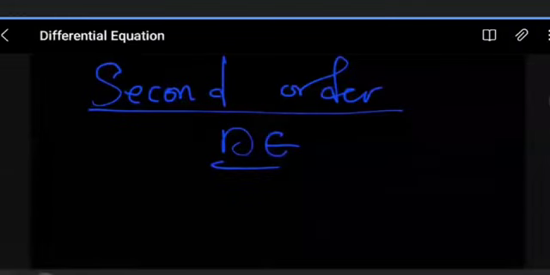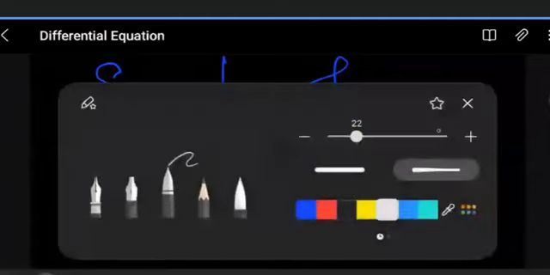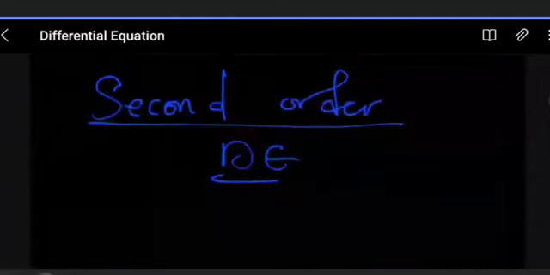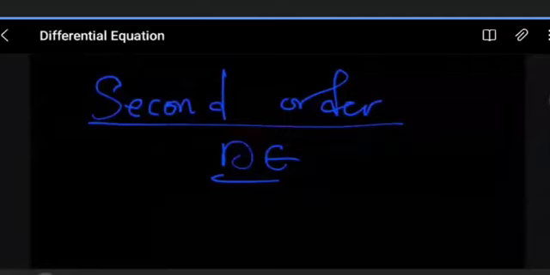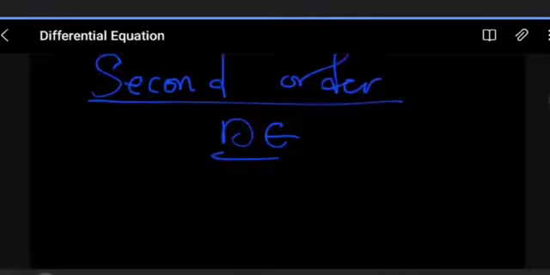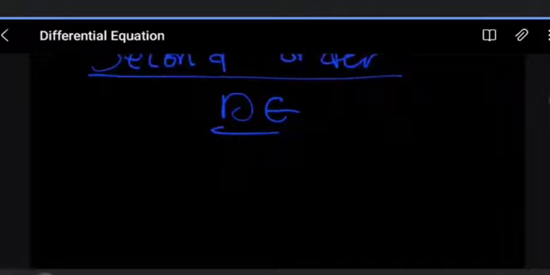So in this session, we're going to look at second order differential equations. And then what we want to see are the methods that can be used to work out such differential equations. Now, generally, a second order differential equation is going to have a form like this.